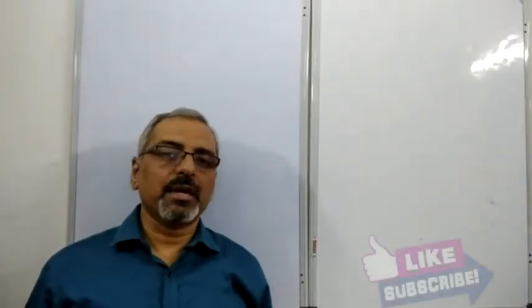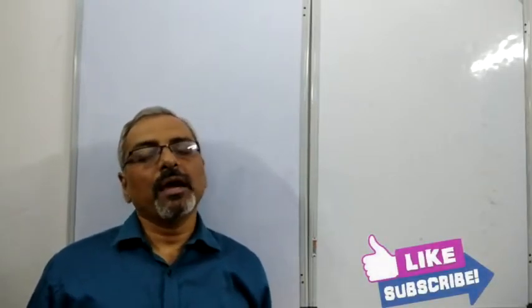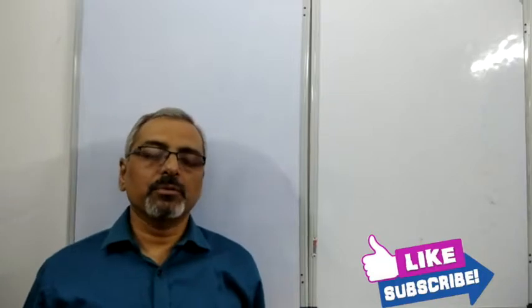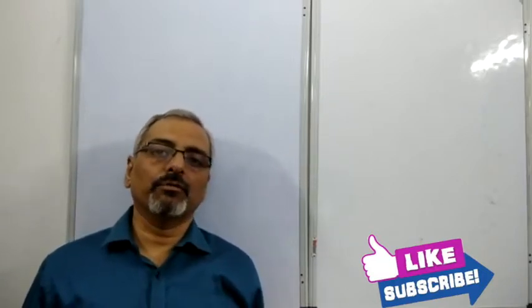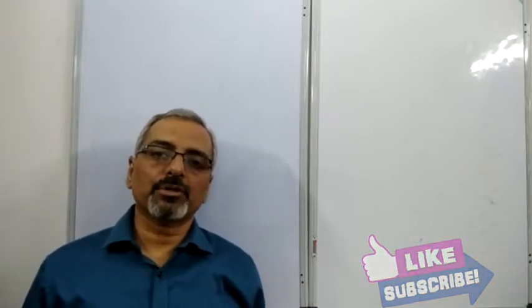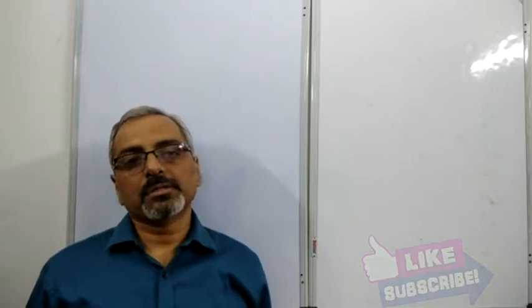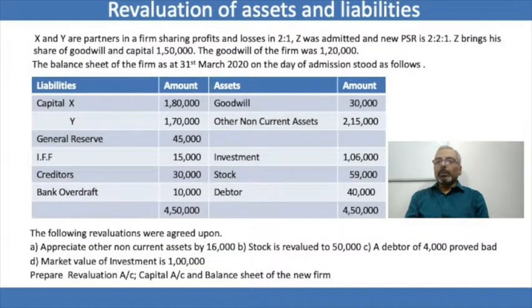We are continuing with the chapter admission, and we are now doing a complete, full-fledged sum. We have completed two sums in which we did the journal entries, and with that we prepared the balance sheet of the new firm. Here in this video, I'll be talking about the preparation of the revaluation account, partners' capital account, and the balance sheet. Now let us read the question.